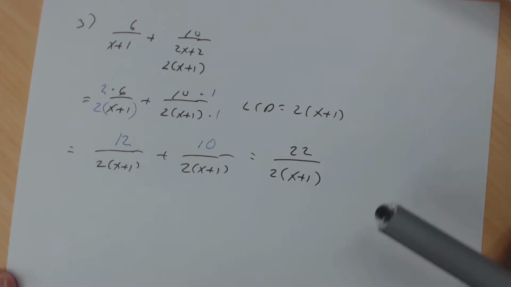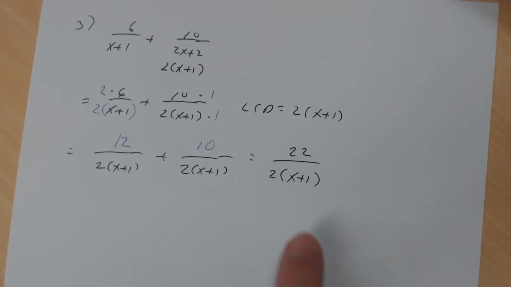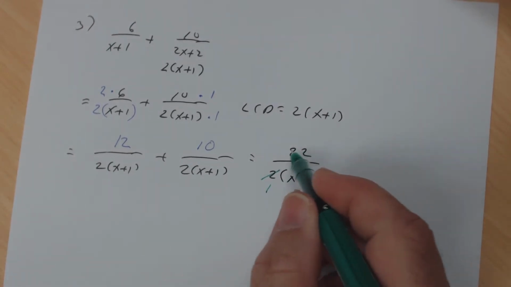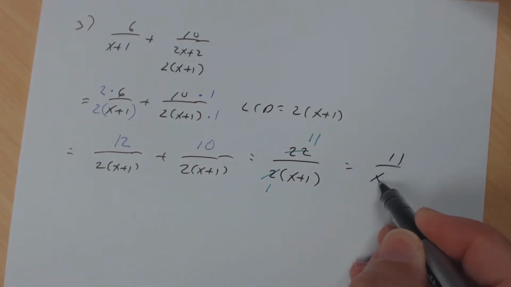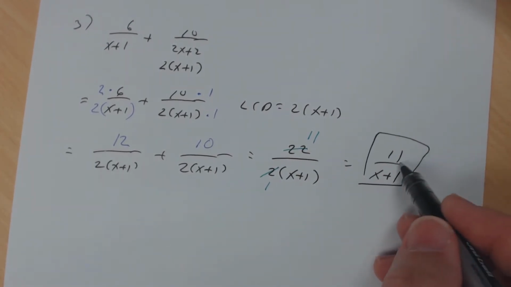All right. Now remember the directions. The directions said to simplify if possible. So if you look at 22 and 2, I can reduce that. I can simplify that. 2 divided by 2 is 1. 2 into 22 is 11. So I get 11 divided by x plus 1. Right, so there's your answer. So 11 divided by x plus 1.